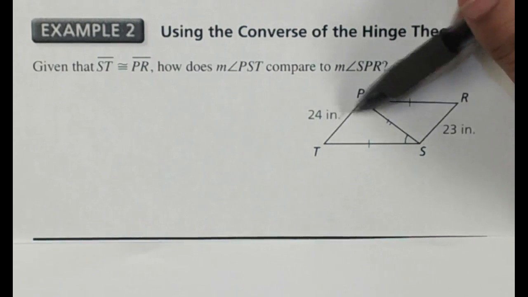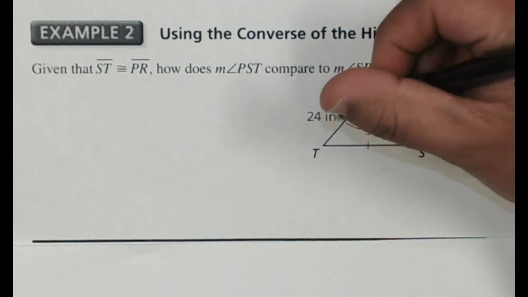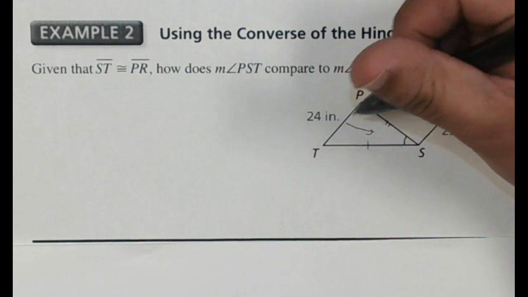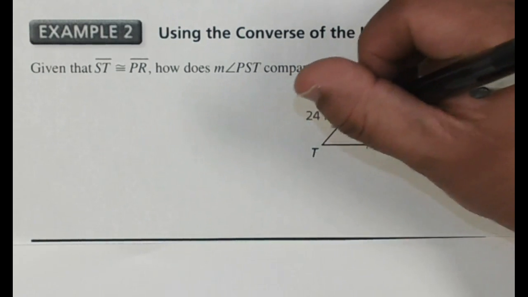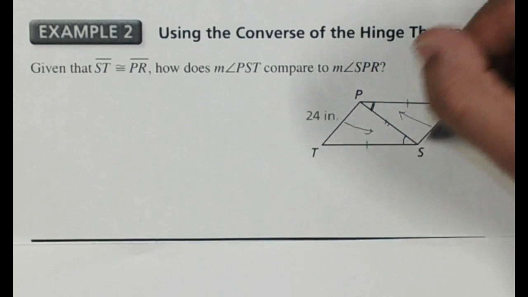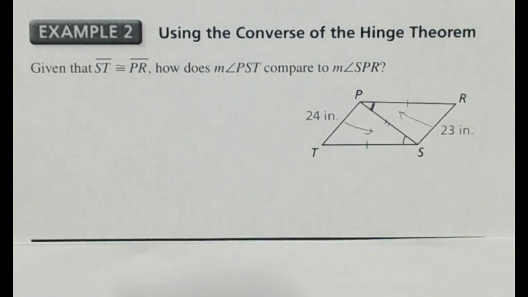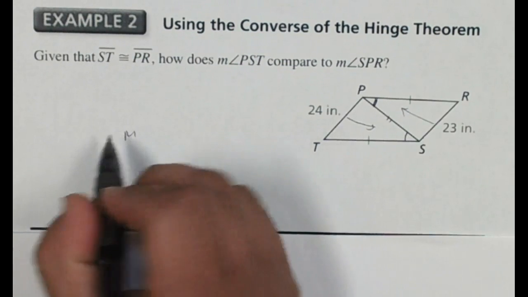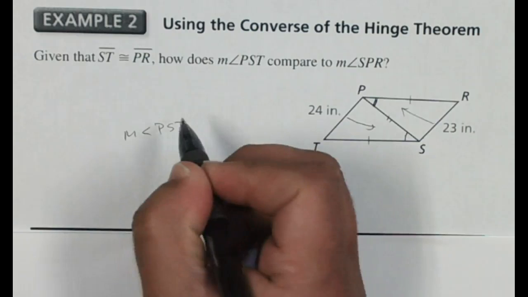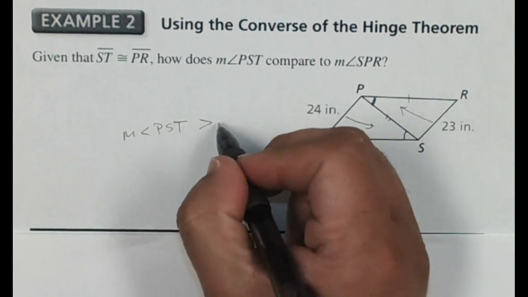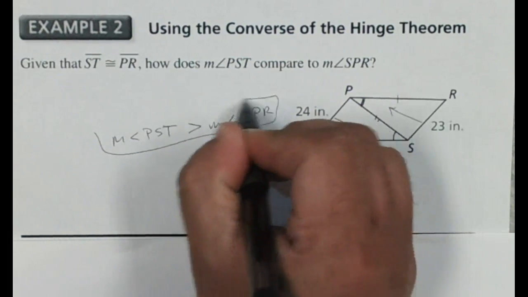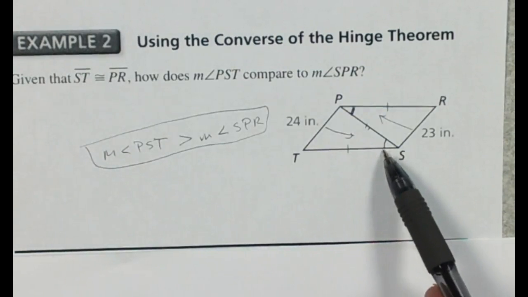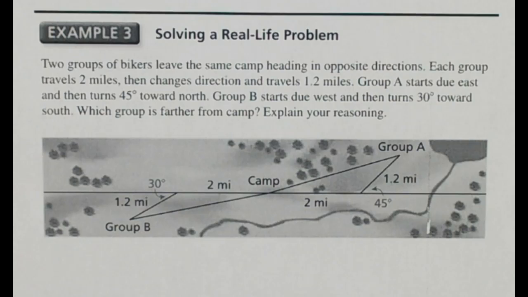Now I'm looking at this angle here, so I'm going to go backwards across this way. I have a length of 24, and a length of 23. Since this side, PT, is greater than this side over here, RS, that tells me that the measure of angle PST has to be greater than the measure of angle SPR. I don't know the actual measurements, but I know that this angle has to be bigger than this angle up here.